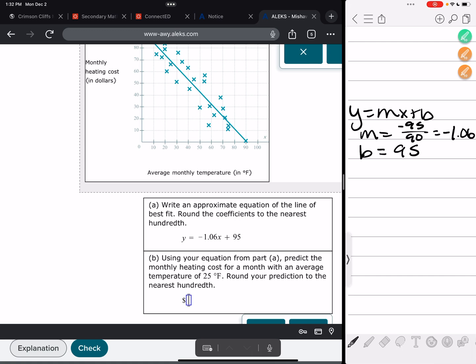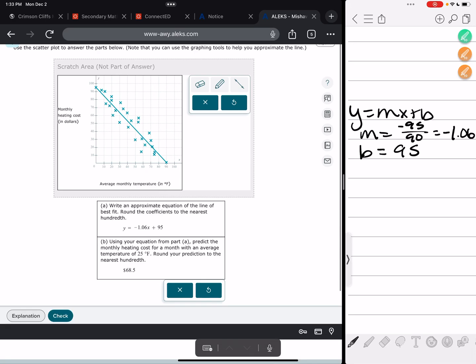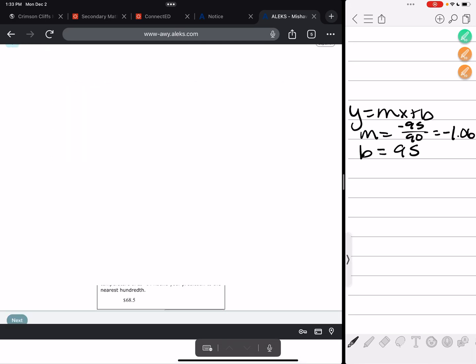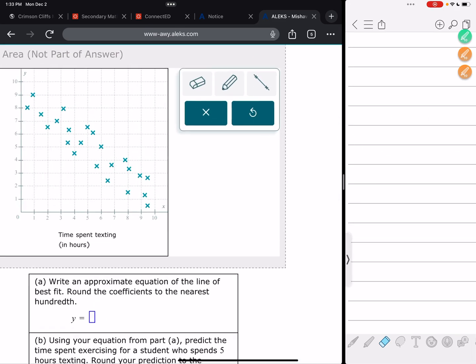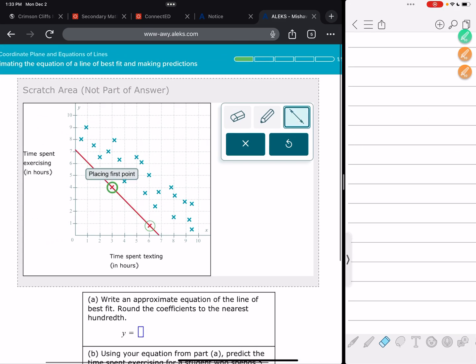Now for this next part, it says that we want to figure out the heating cost for a month with an average temperature of 25 degrees Fahrenheit. That means I plug 25 into the equation. So I need negative 1.06 times 25 plus 95, which is 68.5. I can go ahead and check that. All right, doing that again. Again, this is just scratch area to get my best idea of what's going on.